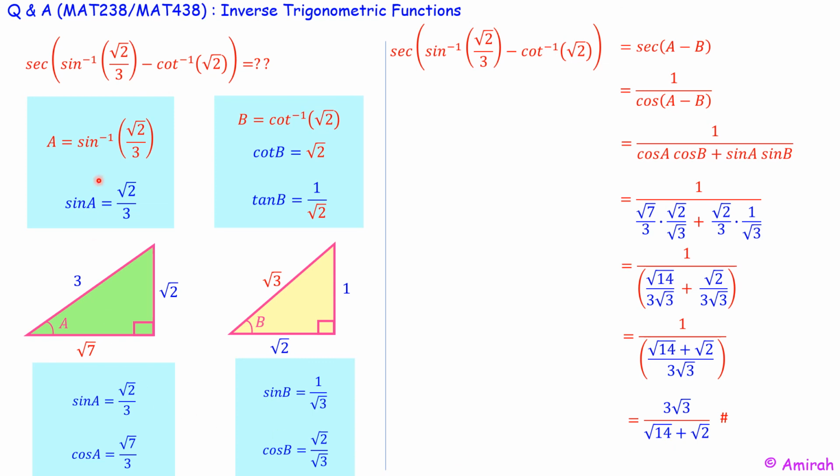Okay, this is the complete solution for this question. Okay. First step, we let the first inverse trigo equal to A, and we let the second inverse trigo equal to B, and then we can change to ordinary trigo. Okay, after that we can draw a right angle triangle and find all three sides. Then we can find the other trigo ratios. Okay, after that we go back to the given question and we write in terms of A and B, and then we use the trigonometric identity to expand sec(A minus B). Okay, then we get this, and then we substitute the values of cos A, cos B, sin A, and sin B. After that we simplify, then we get this. Okay, this is the final answer.